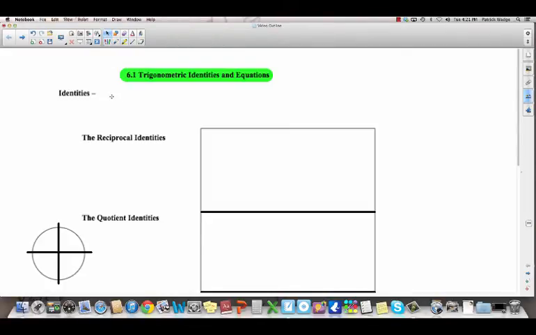What are identities? Identities are statements that are true for all permissible values of the variable. So, for example, an equation is something that's true for just one or two or a few different values. Identities are true for every single value, unless it's a non-permissible value.